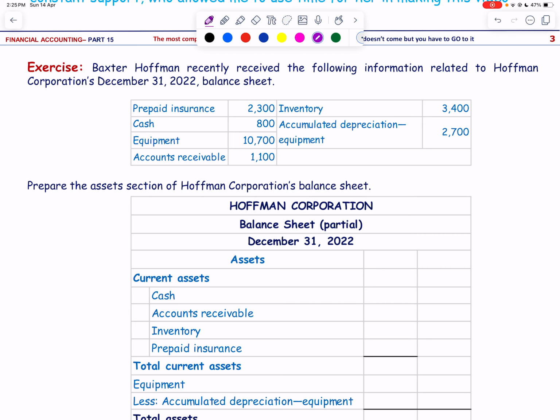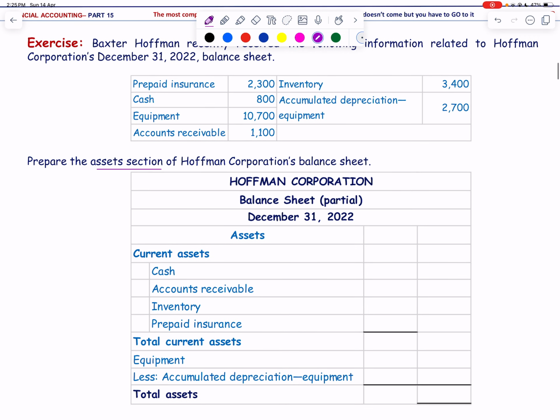Hoffman recently received the following information and we have to prepare the assets section of Hoffman. So we start with cash and cash is 800. Then we have accounts receivable 1100. Then we have inventory 3400. Then we have prepaid insurance 2300. And the total of these current assets is 7600. To this, we are going to add the equipment of 10,700 and we will subtract the accumulated depreciation of 2,700, that makes 8,000 and the total will be 15,600. Let us move on to the next exercise.